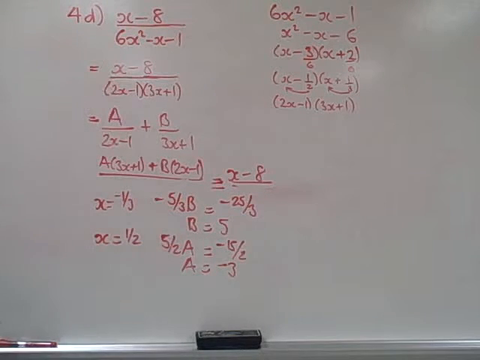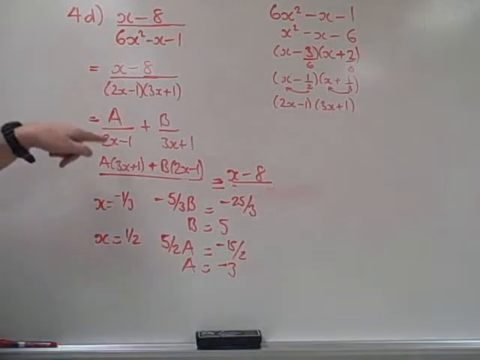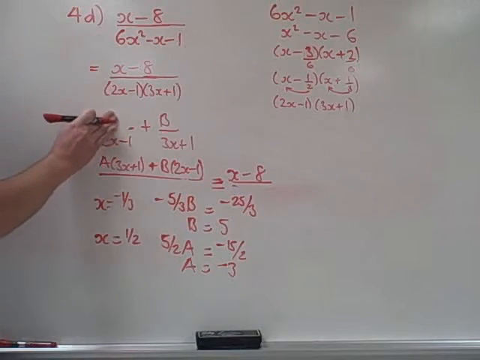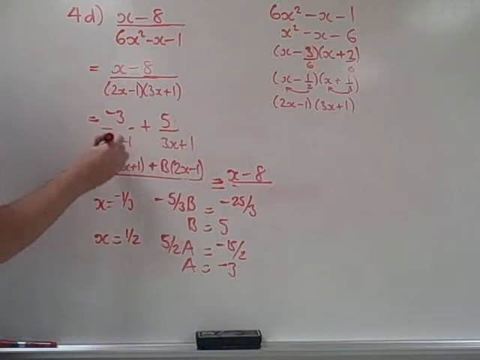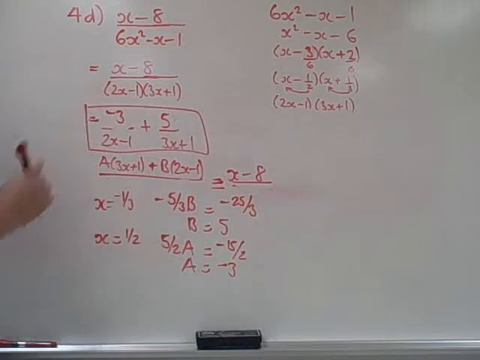Once we've done that, go back to the original question and then just plug in your values here. So a was negative 3, and b was 5. And that would be your partial fractions for this question.